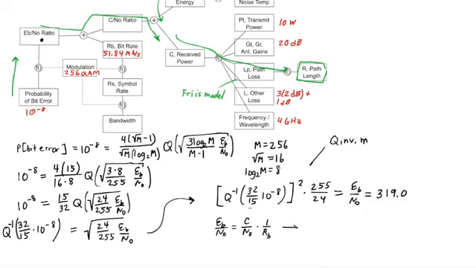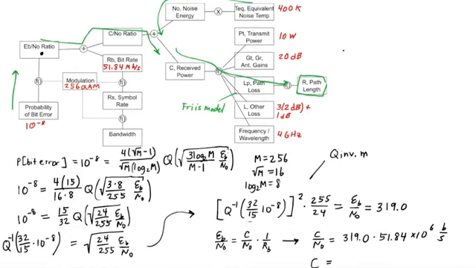So using this relationship, I can find that C over N naught is equal to 319.0 times the bit rate, 51.84 times 10 to the 6th bits per second. And I'm translating the mega into 10 to the 6th. In reality, what I really want is the received power, and that's going to be this result times the N naught. So let's go and find out what the N naught is.